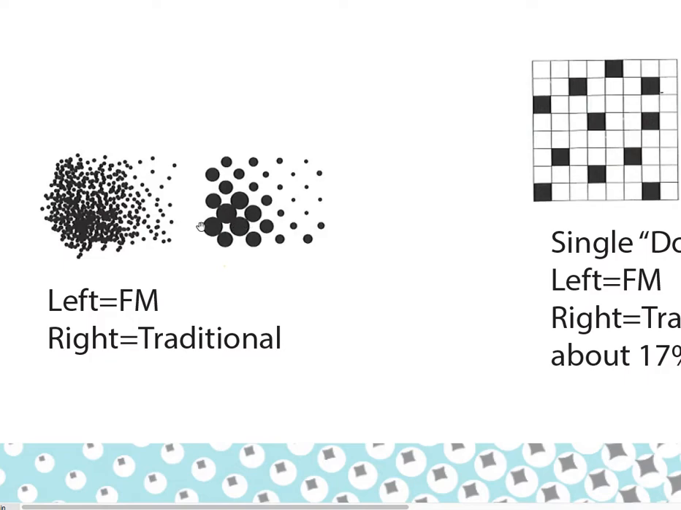So here you can see on the left, the dots are all the same size. They're just arranged and grouped closer together or farther apart to mimic the darkness of the color. Where here on the right, you have the traditional screen where the dots are on a grid. They stay in the same place and the dot size changes to mimic the density of the color.